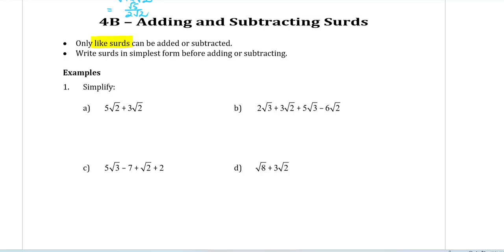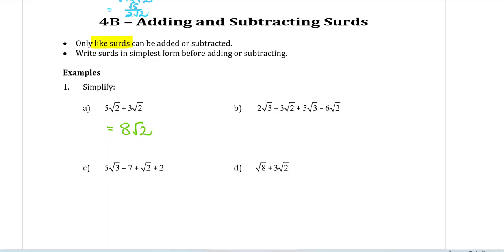So if you look at part D here, a root 8 and a root 2 are not currently like surds, but I can simplify the root 8 and then maybe they will become like surds. Okay, let's start back at question 1a. 5 root 2 plus 3 root 2, because they both have root 2's on them, we add the numbers out the front. 5 plus 3 is 8 root 2's. So it's like saying 5x plus 3x is 8x. 5 root 2 plus 3 root 2 is 8 root 2's.